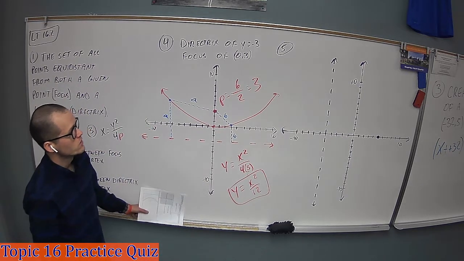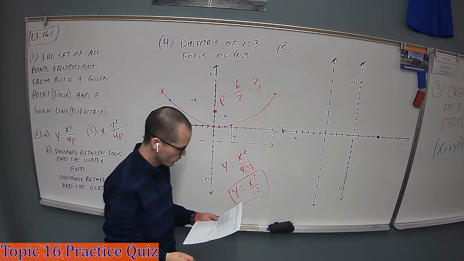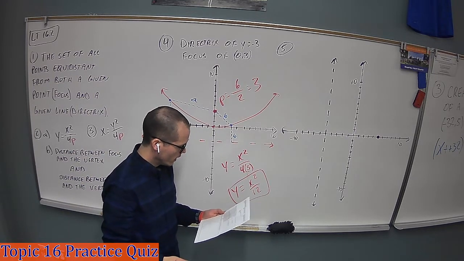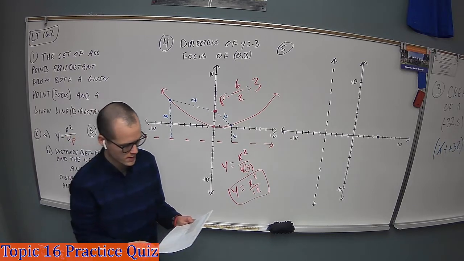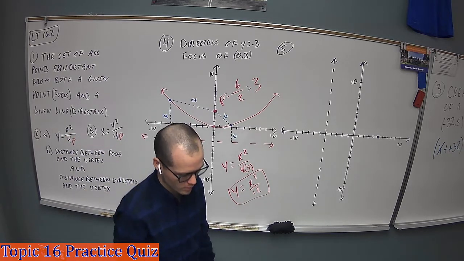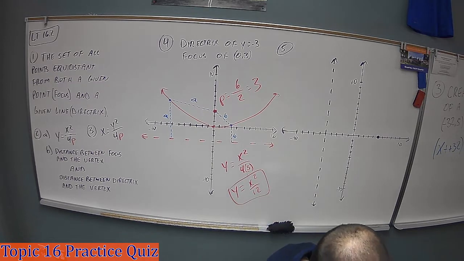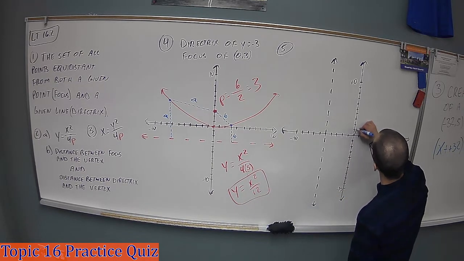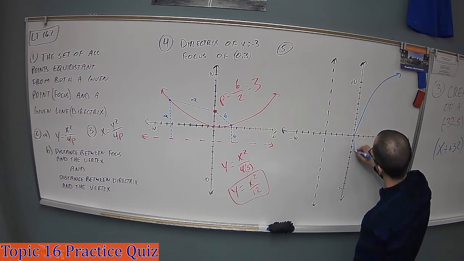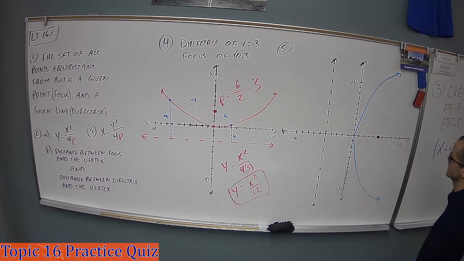All right, last one, number 5. Thanks for sticking with me so far. The parabola is graphed below with this focus and directrix. What is the equation of the parabola? I'm noticing I forgot to put in the actual parabola. I did it on the practice quiz, but not on the board here. It's something along these lines here.